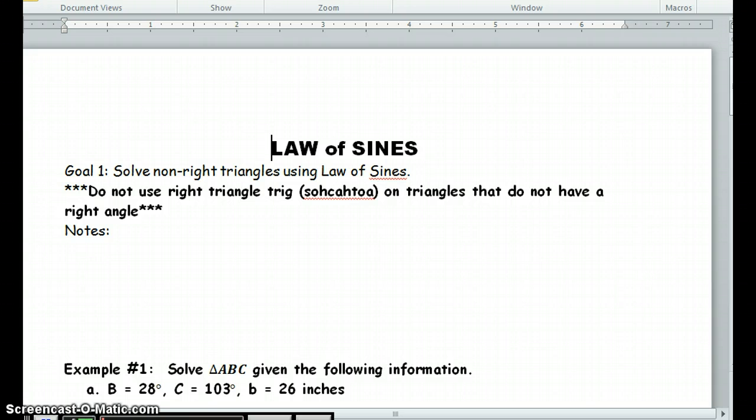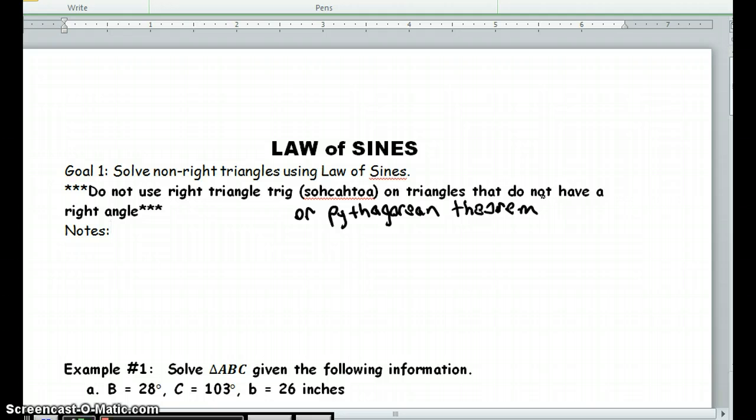I'm going to add another thing not to do. Do not use right triangle trig. And then we also need to write or Pythagorean theorem. These only work on right triangles, so do not use those if it's not a right triangle.